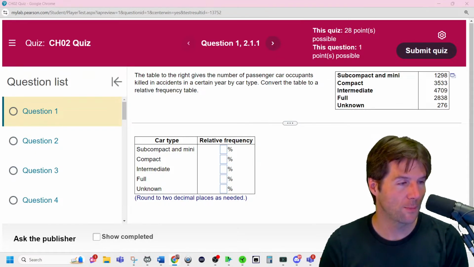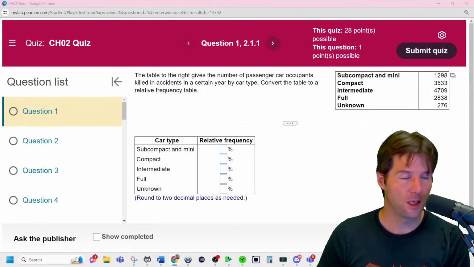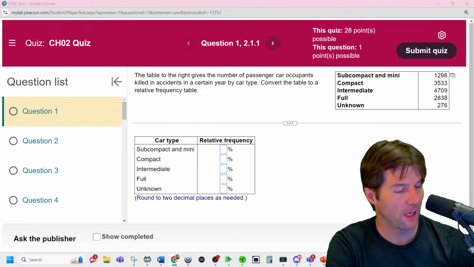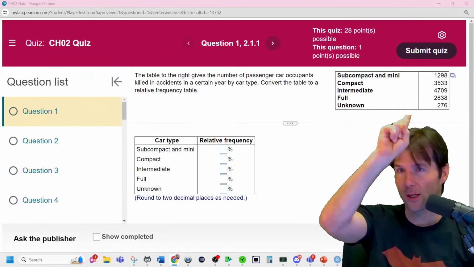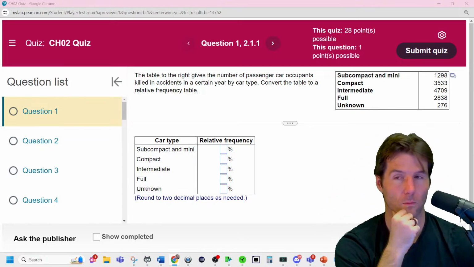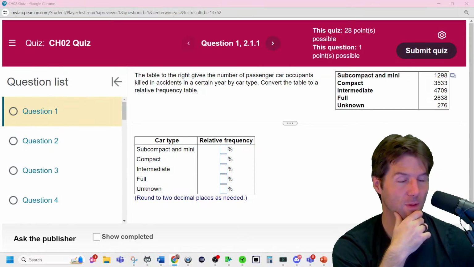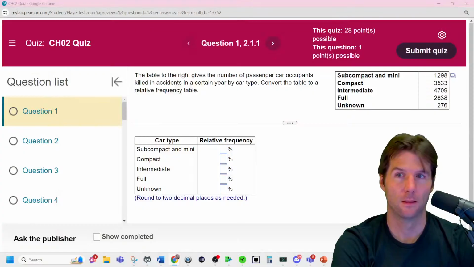Okay, chapter 2 quiz. The table to the right. Now, this above my head is called a what table? To review, that thing above my head is called a what table? I don't know is a fine answer if you don't know. The answers are in here for univariate categorical data. The table above my head is called a what table?